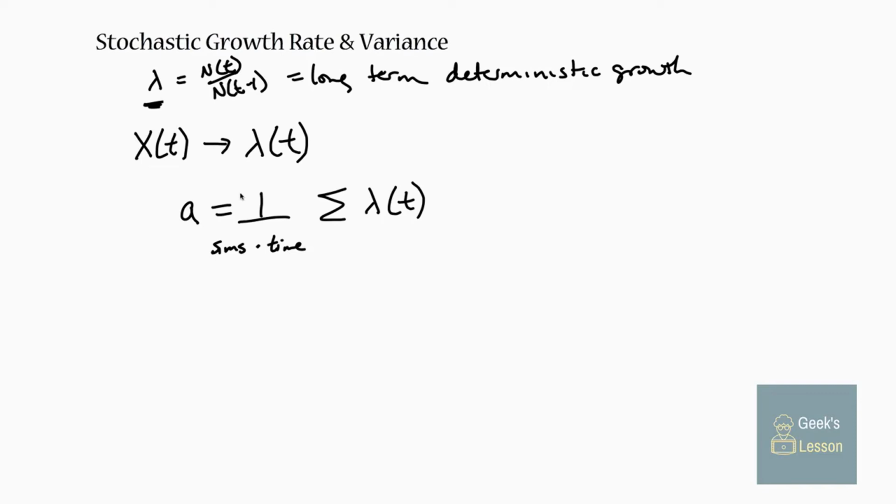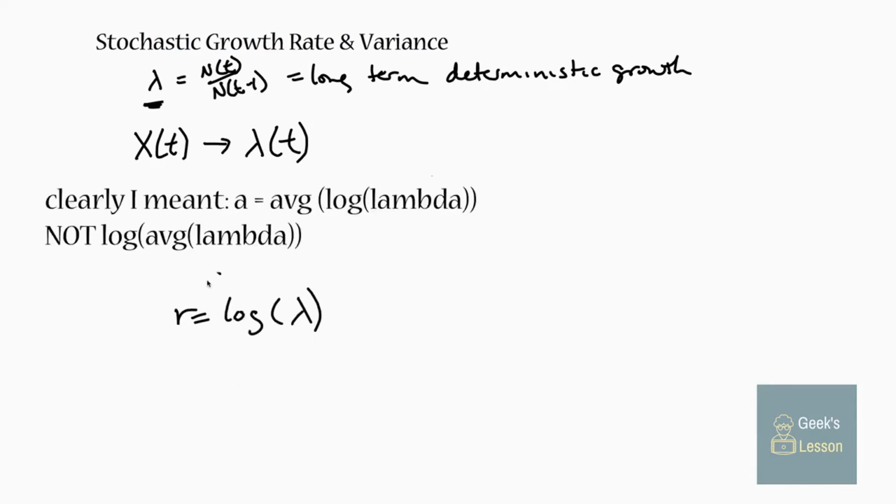And I almost forgot, because I usually forget, we want to take the log of this whole business, because stochastic growth rate A is actually taken to be analogous to r. r is the log of lambda. So the stochastic growth rate, which is the stochastic equivalent of r, is the log of this average of all the growth rates across your simulations.